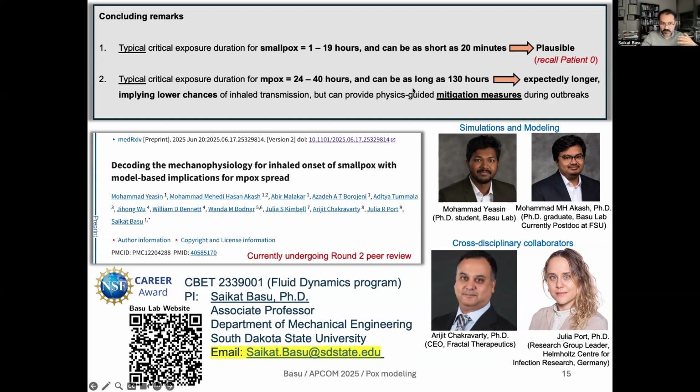But more importantly, now moving into mpox, there the critical exposure duration is typically between 24 and 40 hours. And sometimes, based on the evolution of the virus, it could be as long as 130 hours. So overall, this 24 to 40 hours is expectedly longer than the typical exposure duration that we saw for smallpox. So the chances of inhaled transmission are less likely for mpox, true, but still these physics-guided numbers should help us if we have to come up with some kind of mitigation protocol in case of an outbreak.